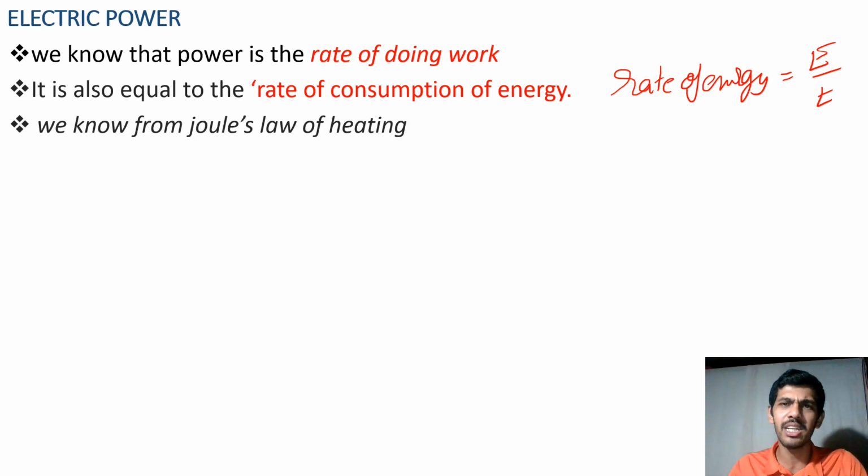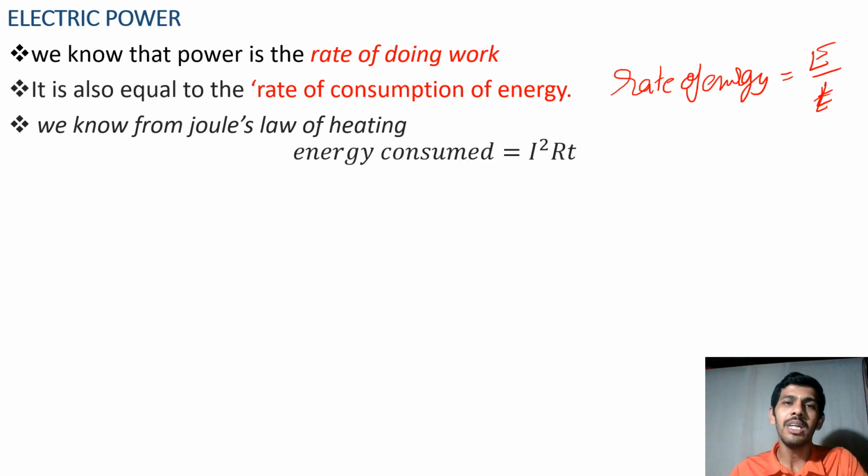So we know that the rate at which the energy is consumed is E by T. E by T is how fast the energy is consumed by any object, which we can write as the rate of energy consumed. So we know the formula for energy from Joule's law of heating. It actually gives the heat energy, but we know heat is a form of energy. That is why both are one and the same.